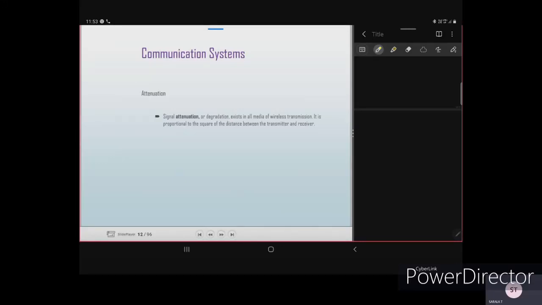Attenuation, or signal degradation, exists in all media of wireless transmission. It is proportional to the square of the distance between the transmitter and receiver. Signal attenuation is taken for all wireless communication. Whenever you are doing wireless communication, or a wireless transmission system, you have to see that the attenuation will always be proportional.